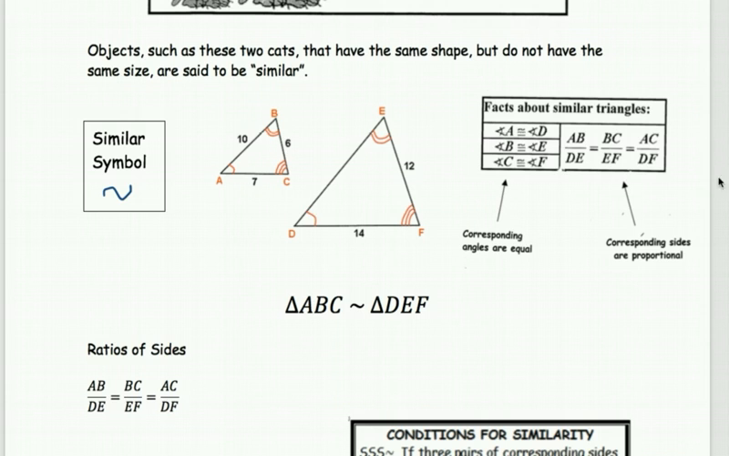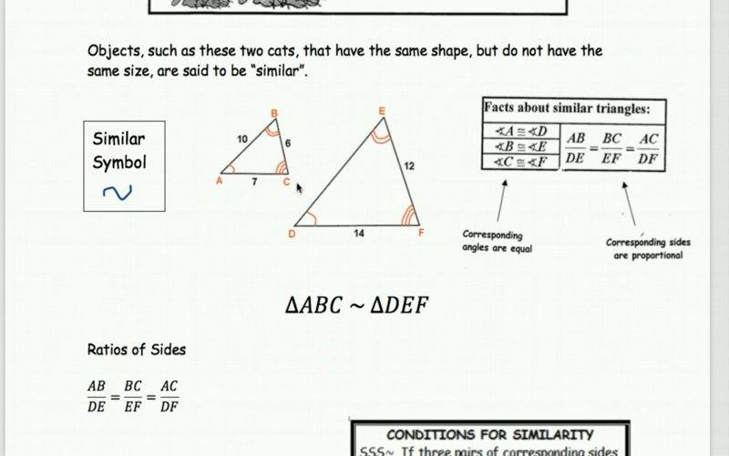So we can set up this ratio here where it's like, well, A to B is stacked on top of D to E because they form a relationship here. B to C stacks up with E to F because those two are related.